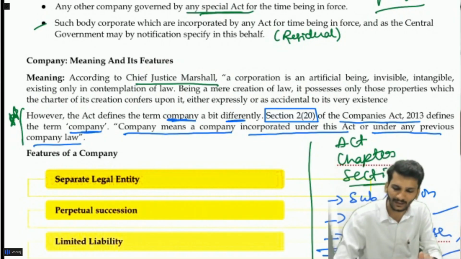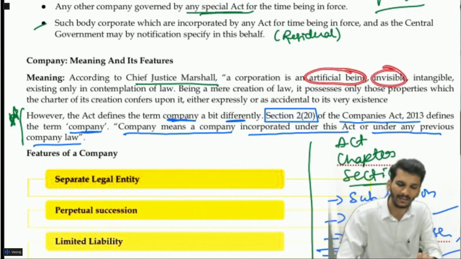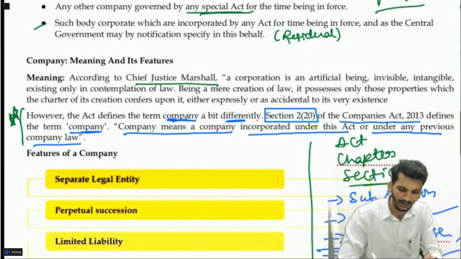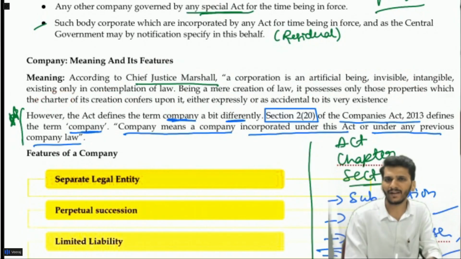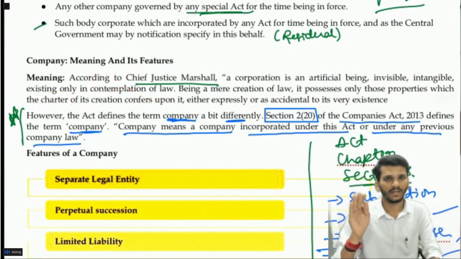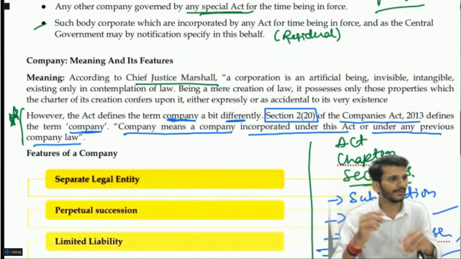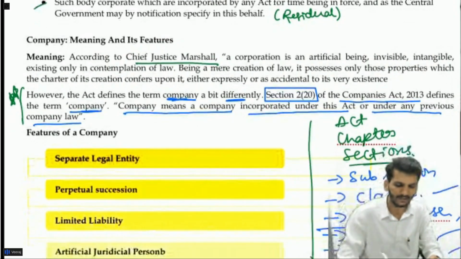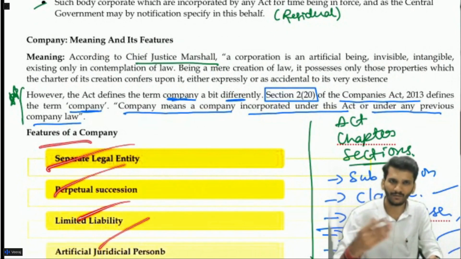How the company looks like: it is an artificial person, an invisible person, an intangible person, existing only in the eyes of law. Again, all the properties, again something called a charter. He has just defined company by its characteristics, but in the examination you don't write this definition. If they ask what is company, as per section 2 clause 20, company means a company which is incorporated under this act or any other previous company law. But before moving forward, they have given the features of company separately. We will discuss it later.